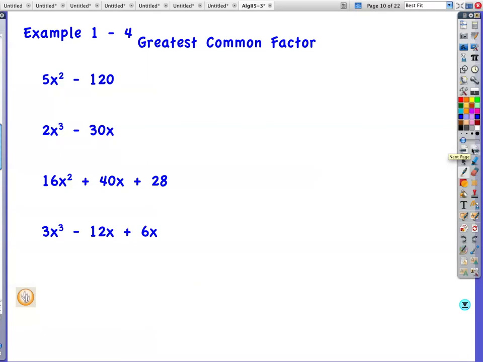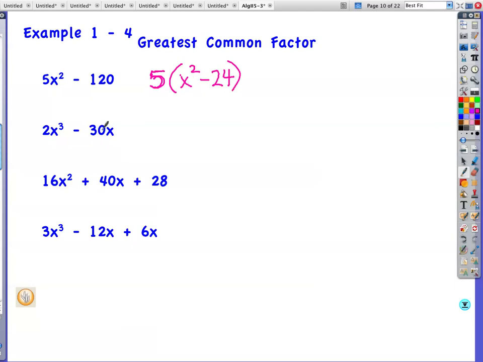Examples 1 through 4. Here we go. Greatest common factor. So you're going to look at your terms. What do 5x squared and 120 share in common? Well, I think they both have a 5 that goes into both numbers. And then I put the 5, what I call it, out front. And 5 times what gives you 5x squared? X squared. 5 times what gives you 120? I believe it's 24. Okay? So you've taken a 5, they both share 5, and you pulled it out of both of the terms in the binomial. And that's it. Some of you might think you can factor this down somewhere, but you cannot.